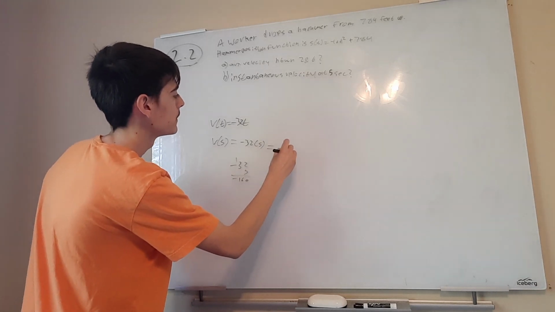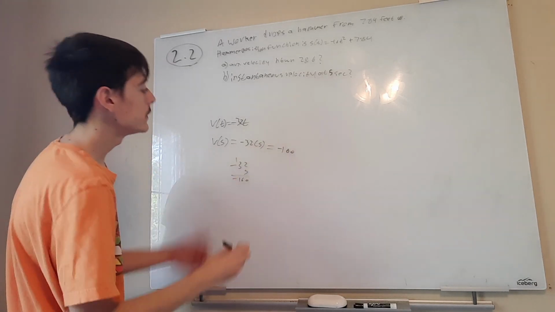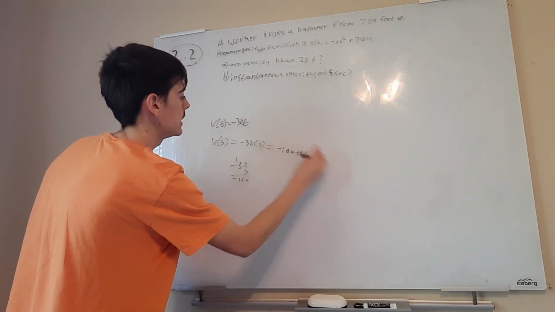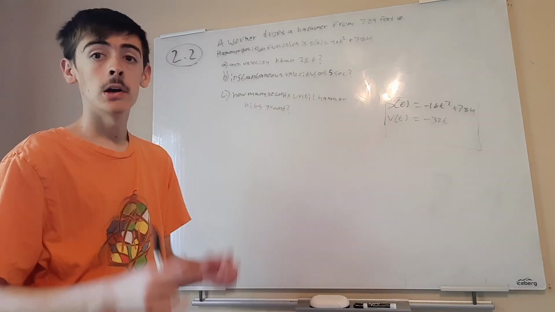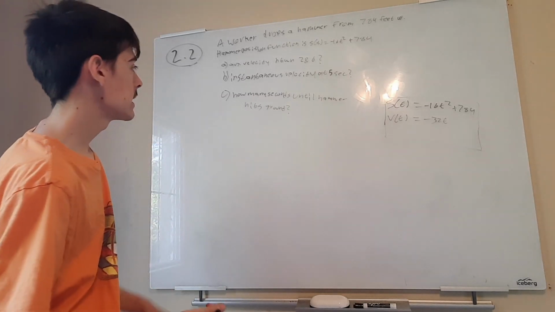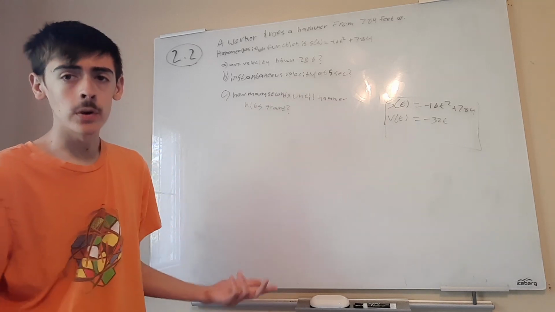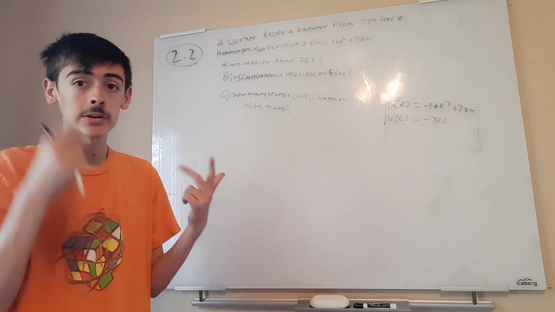Negative 160. And in terms of units, it's still velocity, so it will be feet per second. So negative 160 feet per second. All right, part C. Part C is asking us how many seconds until the hammer hits the ground. And now this one is another one where they're not telling us position, velocity, or acceleration.